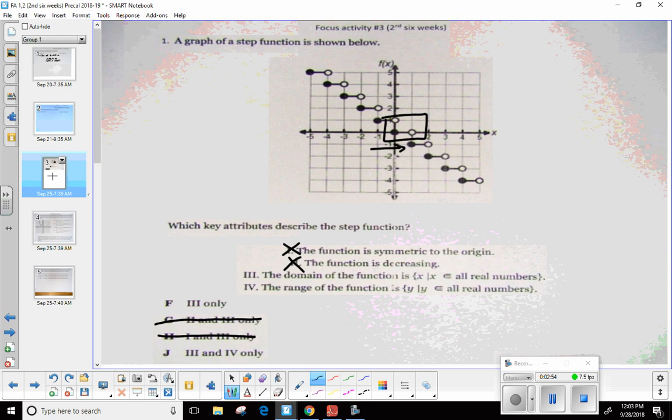Thought that would get a better reaction because it's a step function. Step by step.